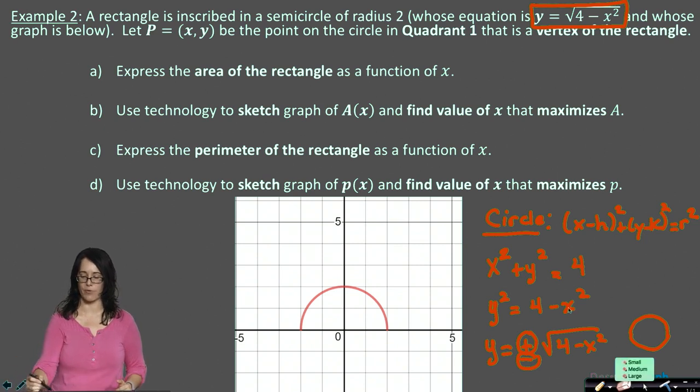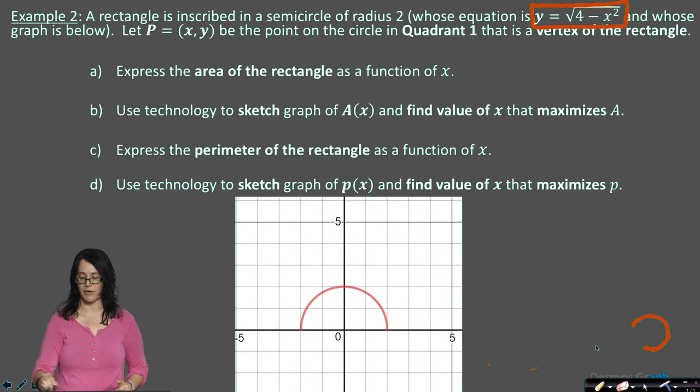Okay, so I wanted to go through that real fast with you. Let's go ahead and clean that up, and now let's jump into the rest of our problem. So they have graphed it for us. They've told us the equation, which is very nice. We're probably going to need to use that equation, most likely.